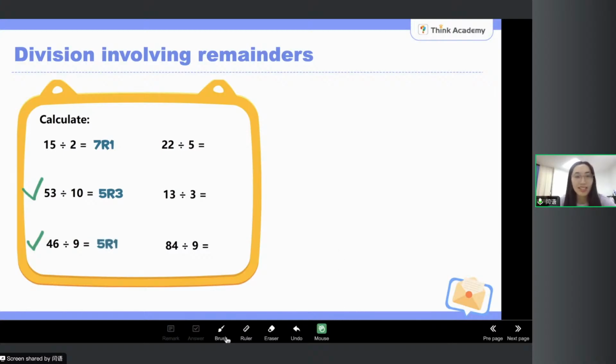Okay, good. Yes, that is a 5, remainder 1, right? Okay, and then next one, what about the 22 divided by 5? 22 divided by 5? Okay, great. That is 4, remainder 2.